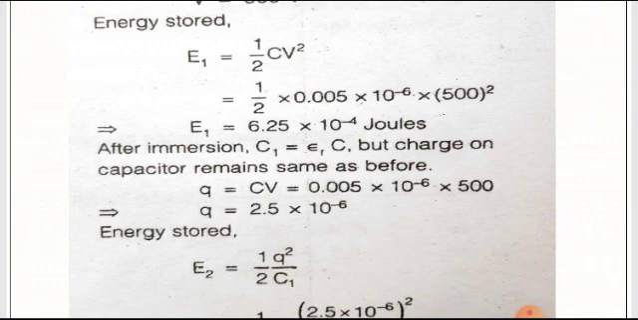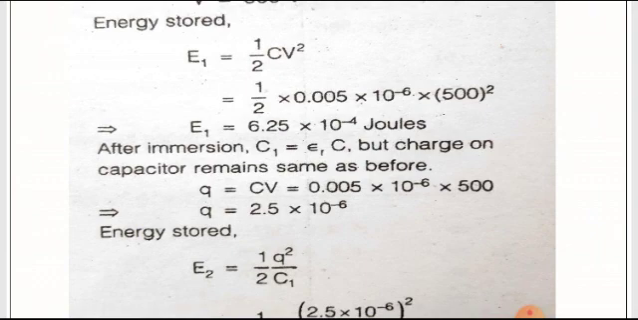So after immersing, what is happening actually? The only change is in the epsilon R. The relative permittivity is being changed because the medium is changed. All other things remain the same. So when the medium is changed, if epsilon R is changed, the capacitance will change. But the charge already stored in the capacitor will remain the same.